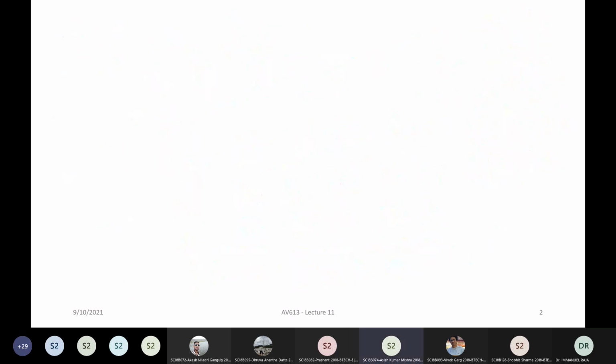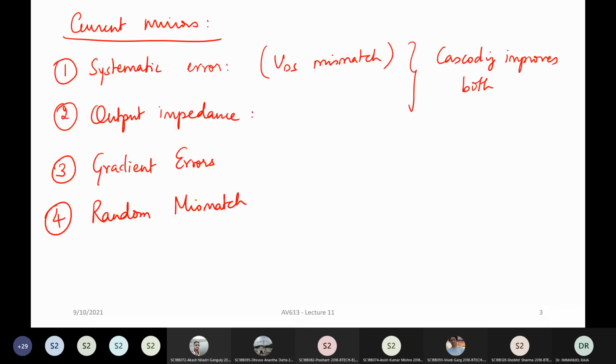Just going back to the first slide that I had. In current mirrors, you have all these issues. You have systematic error, the output impedance, which determines how much your output voltage changes your current. You have process variation, which of course is taken care of by current mirrors. You have gradient errors and random mismatch. I have explained these concepts, especially gradient errors and random mismatch, in the context of current mirrors. These will apply even in the context of other amplifiers, op amps, and so on.